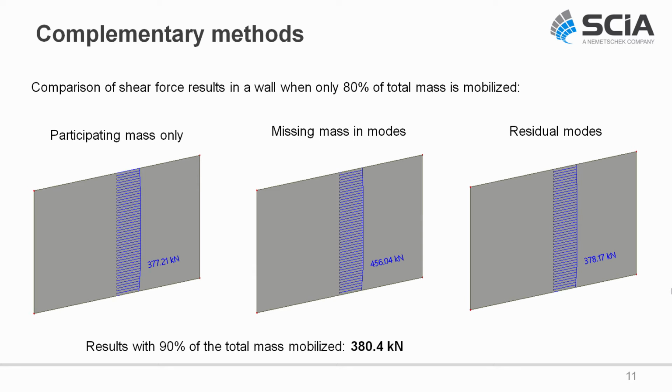Okay, so here we have a comparison of shear force results in a wall with only 80% of total mass mobilized. We can see that when we use the participating mass only and the residual mode, the results are very close. But using the missing mass in modes, the results are amplified and are much larger, with a value of 456. Also, to compare for this same example, if we reach the 90% criterion, we will get a force of 380.4 kilonewtons. So we see that the residual mode is not that far from this value.